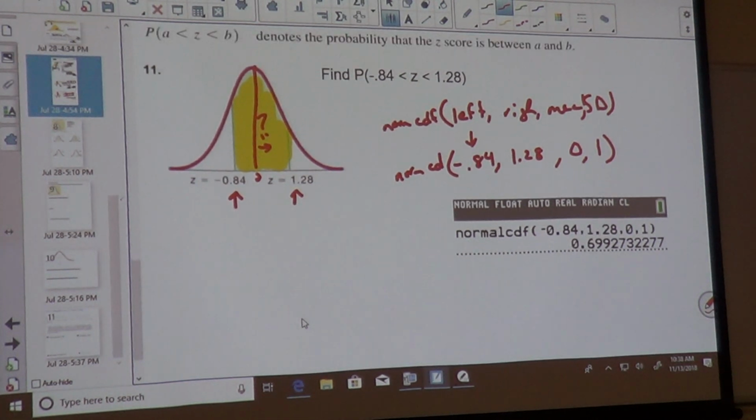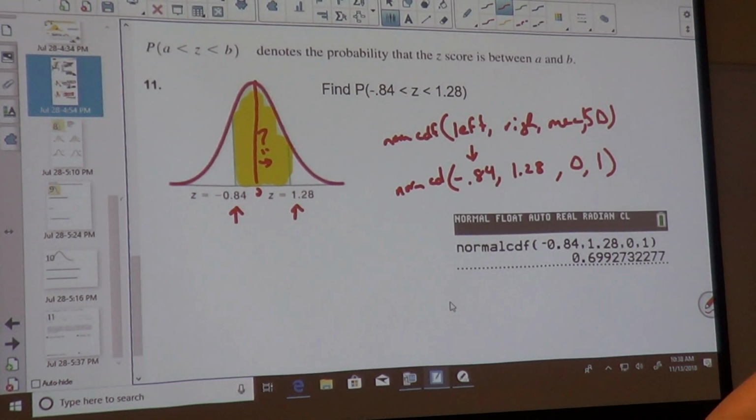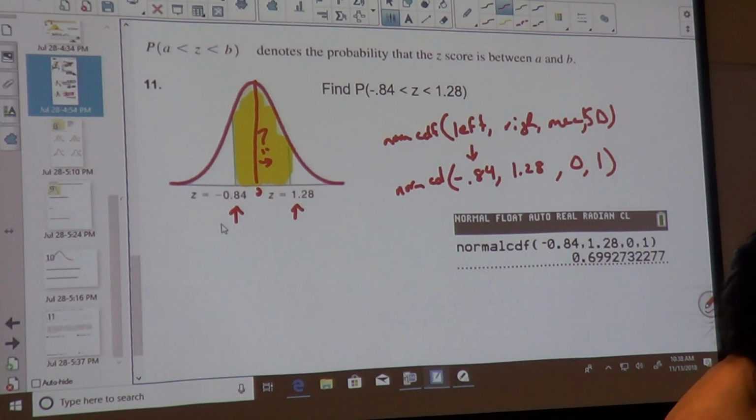Cool? These are the same answers you're going to get on the table. The table is just a little more confusing to use.